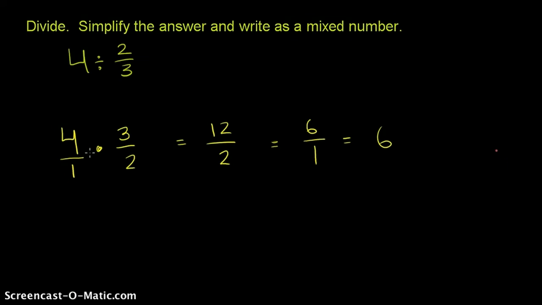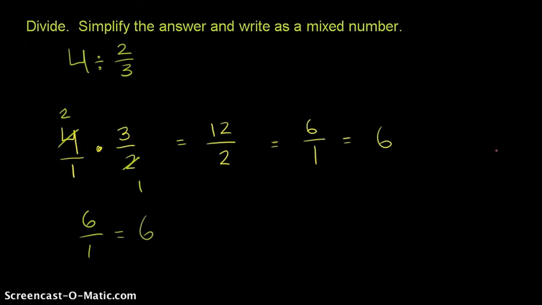Now, the other thing we could have done at this stage right here is we said, well, look, we have things in the numerator divisible by 2. We have things in the denominator divisible by 2. So let's divide both by 2. So 4 divided by 2 is 2. 2 divided by 2 is 1. So it becomes 2 times 3, which is 6, over 1 times 1, over 1. Or this is equal to 6.